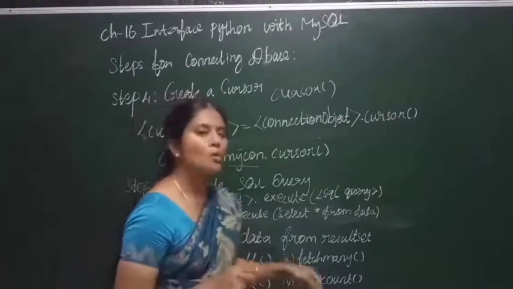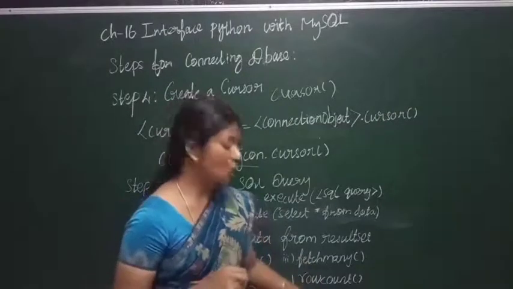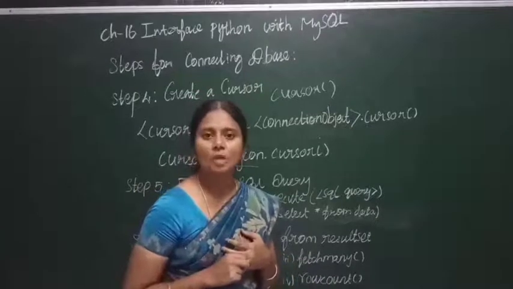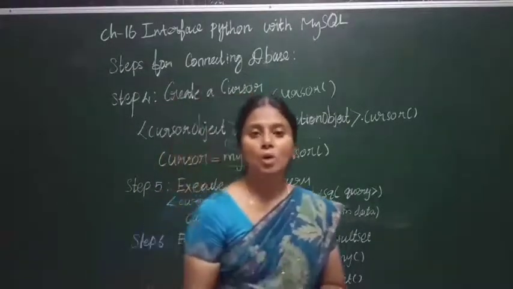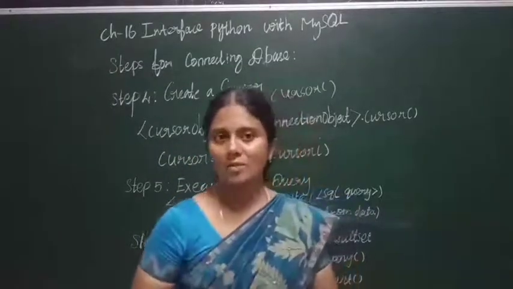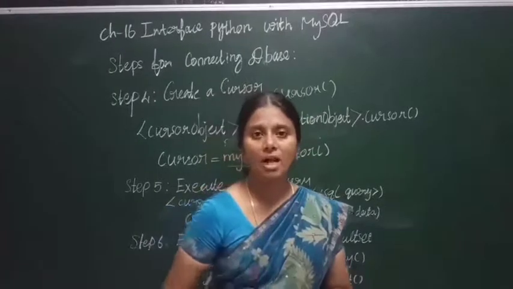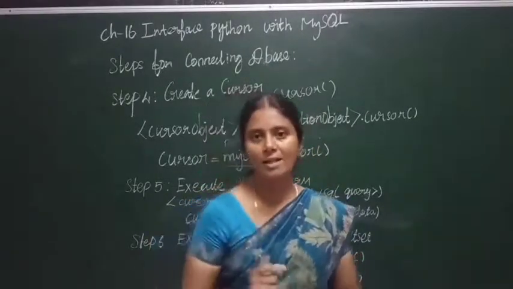The next, row count. Row count is a property of the cursor object and it will return the count of the row records we have retrieved through the cursor object. Are you clear about this?